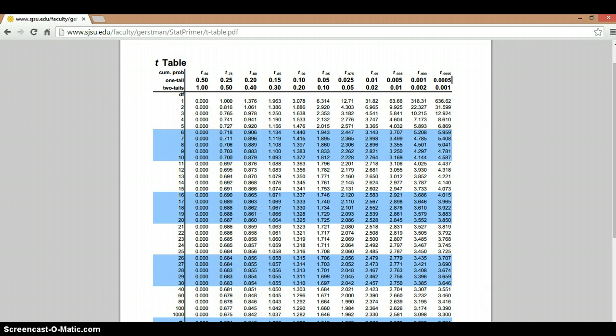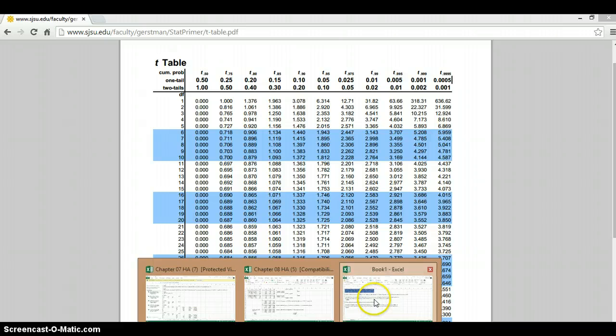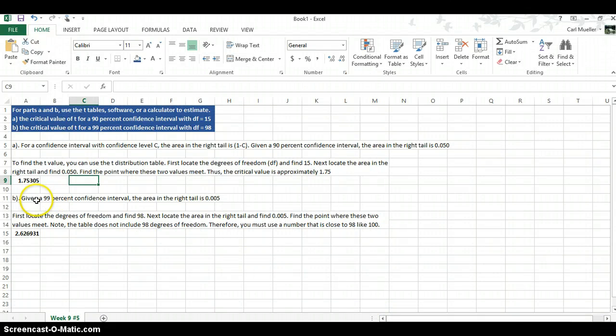So going back to our other example for part B, given a 99% confidence interval, the area on the right tail is 0.005. So if we're just looking at it straight, it's 1 minus 0.99, which is 0.01. Divide that by 2 and you get 0.005, and that's how we get this right tail value.